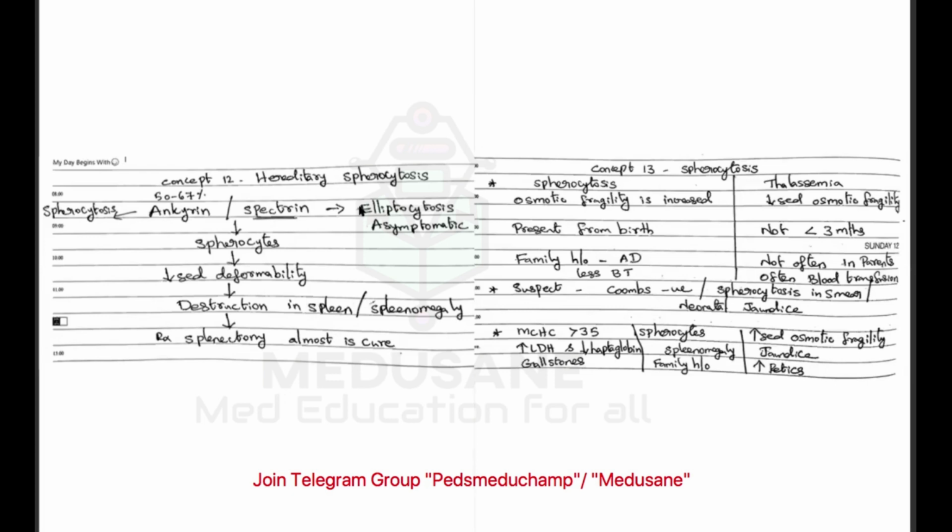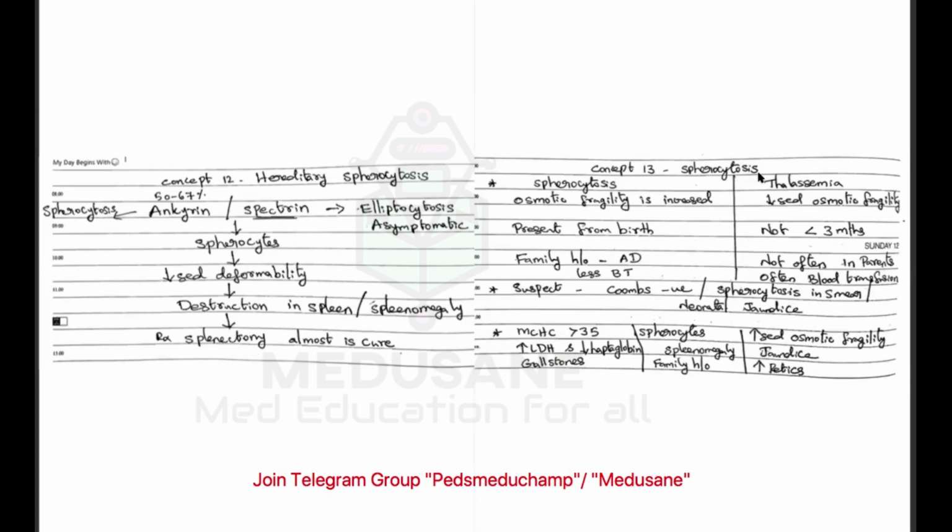Okay. And treatment, since I said the spleen is the major area where the spherocytes are getting damaged because the deformability is less, you do splenectomy, it almost becomes curative. You do splenectomy, the hereditary spherocytosis is almost curable. So if you ask for any definitive treatment, it's going to be splenectomy.